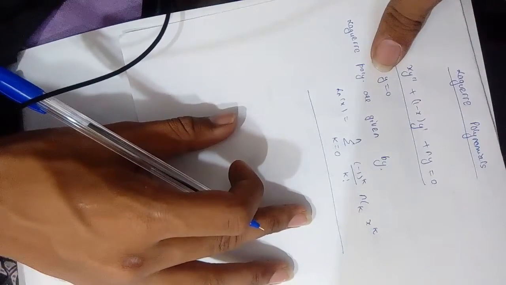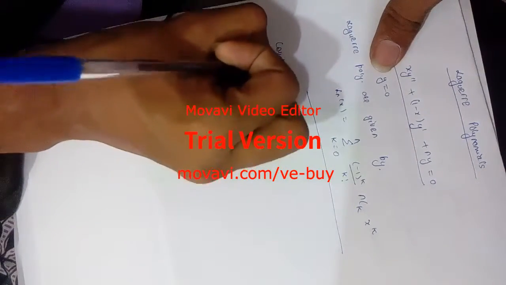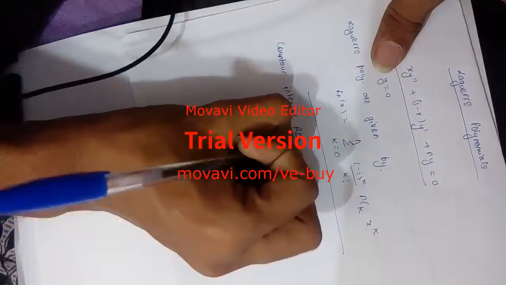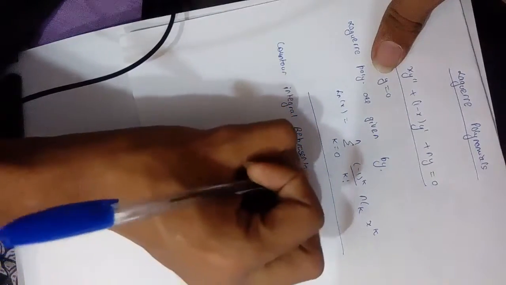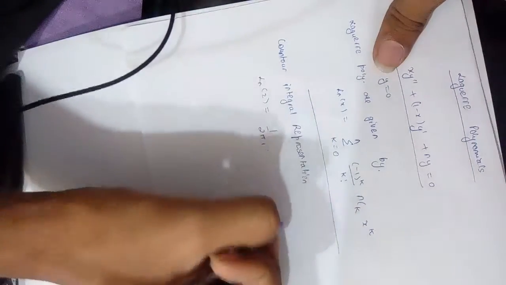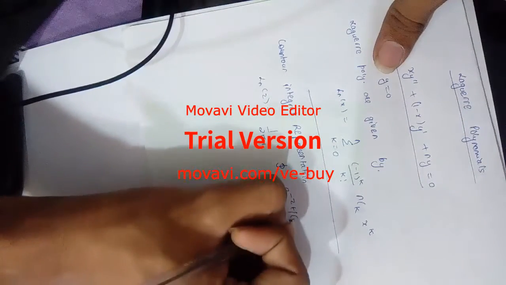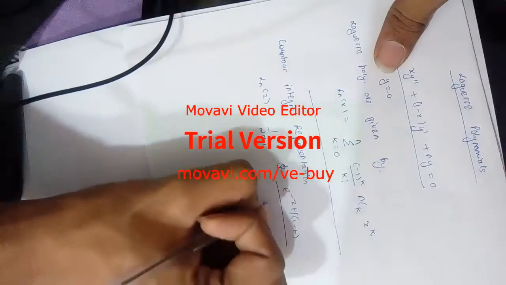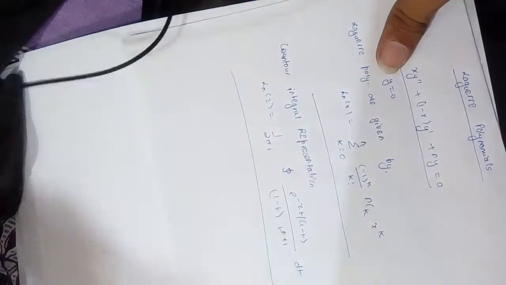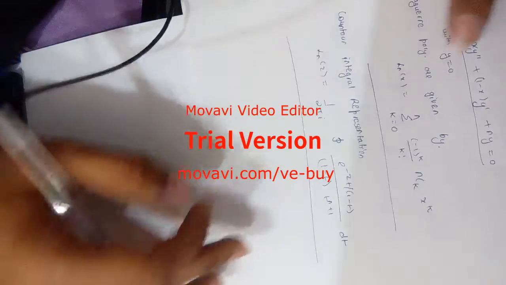Now I will tell you about the contour integral representation of Laguerre polynomials. Integral representation equals 1 upon 2 pi iota, integral of e to the power minus tz upon 1 minus t, divided by t to the power n plus 1, dt. This is how the contour integral representation of Laguerre polynomials looks.